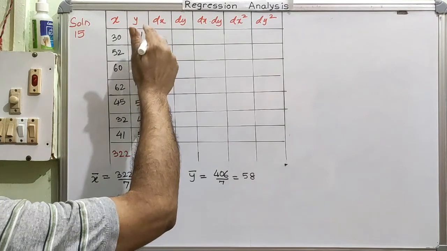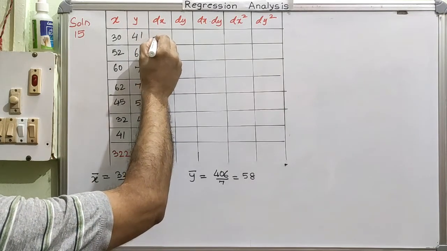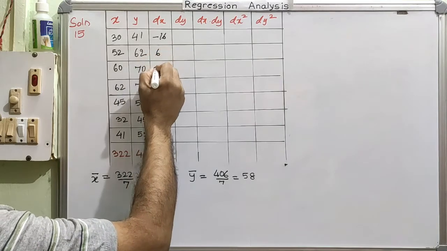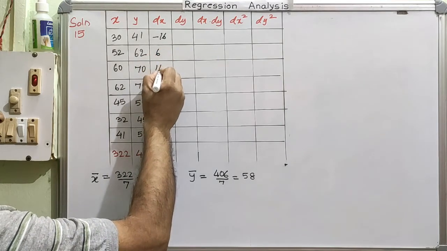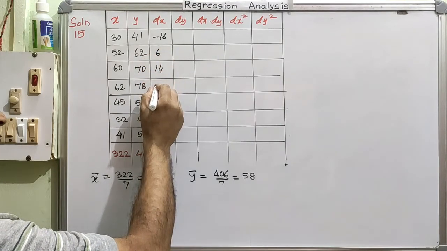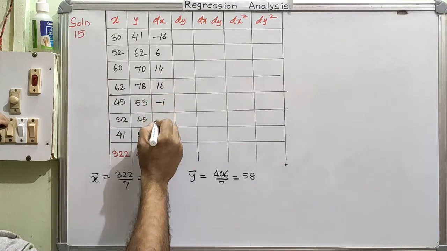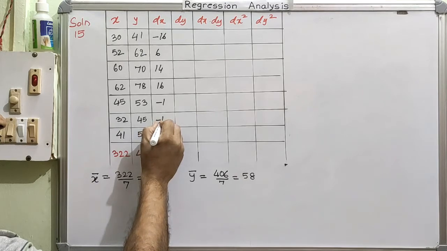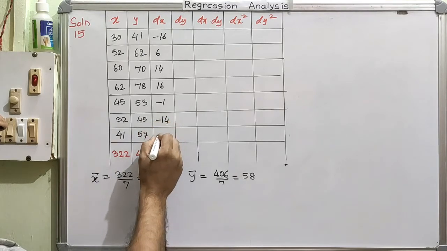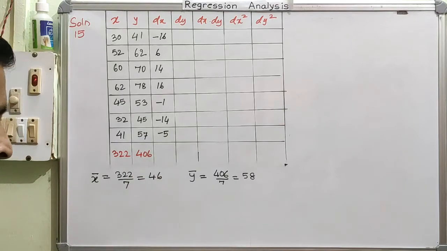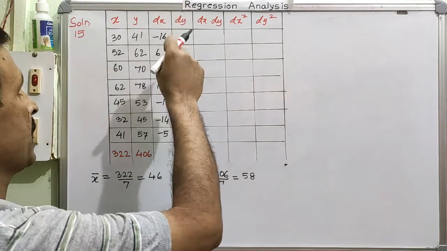dx. So 30 minus 46 is minus 16. 52 minus 46 is 6. 60 minus 46 is 14. 62 minus 46 is 16. 45 minus 46 is minus 1. 32 minus 46 is minus 14. 41 minus 46 is negative 5. Am I understood? Likewise, we will calculate the value of dy.